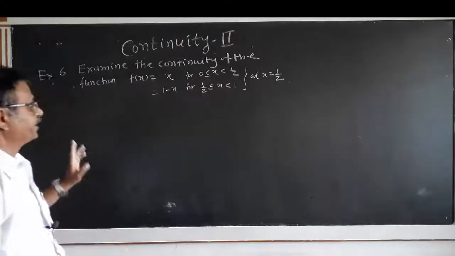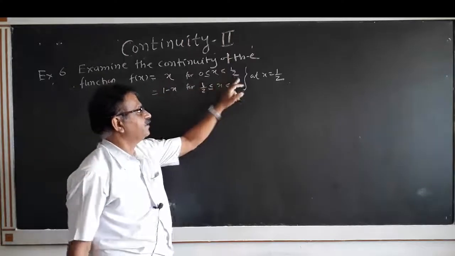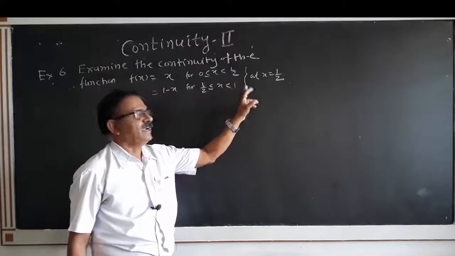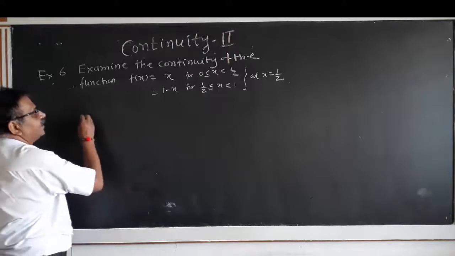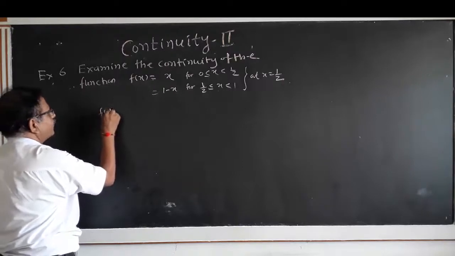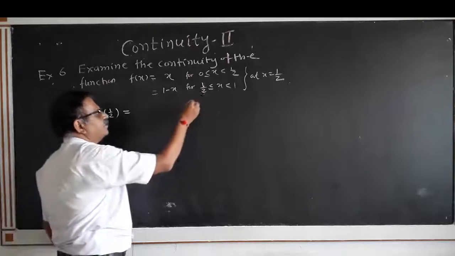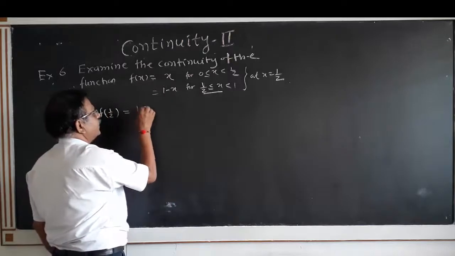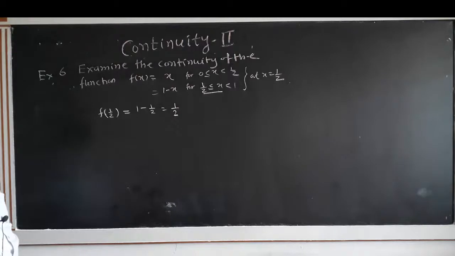Our sixth problem is: examine the continuity of the function f(x) equals x for 0 less than or equal to x less than 1 by 2, and f(x) equals 1 minus x for 1 by 2 less than or equal to x less than 1, at x equal to 1 by 2. We will examine the continuity. We shall find f of 1 by 2 first. The value of f(x) at x equal to 1 by 2 is in this region. Therefore, 1 minus 1 by 2, that is 1 by 2. f of 1 by 2 is 1 by 2.